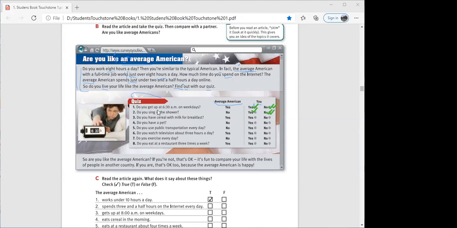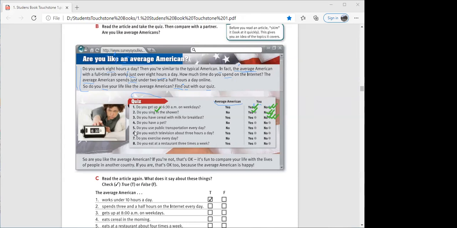Flor, can you read number 3? Do you have cereal with milk for breakfast? No. Okay. Lupita? No. Katy? No. Okay. Alejandra, are you back? I think she's getting connected.